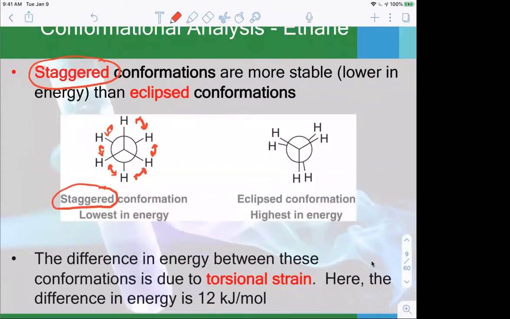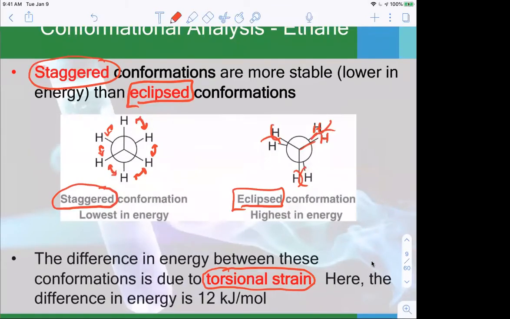This is eclipsed, and this eclipsed is where I have my hydrogens kind of stacked on top of each other. They're eclipsing each other, and that's going to be a higher energy. You can actually measure the difference in this energy, and the difference is due to torsional strain. I have a lot more interactions between these hydrogens than I have in this case, so that is not as stable. Remember, areas of electron density want to be as far away from each other as possible.